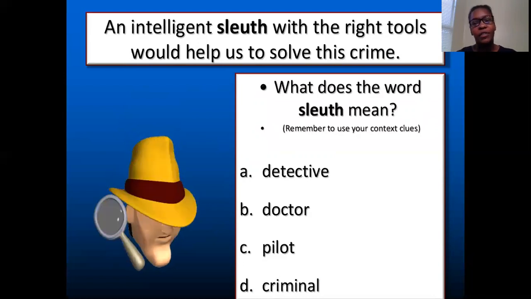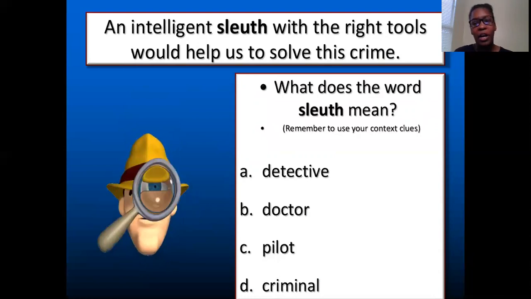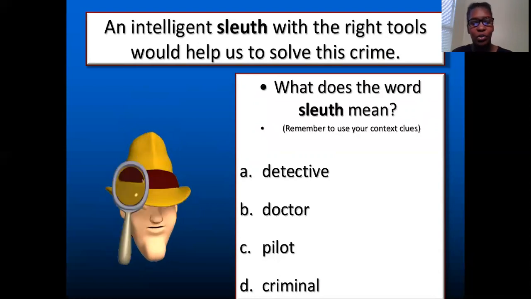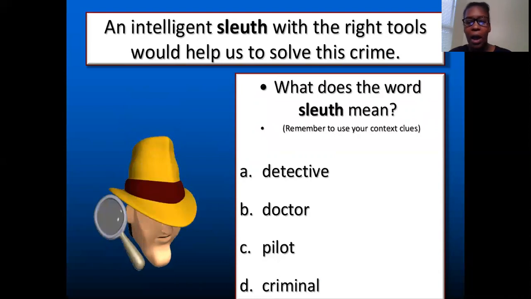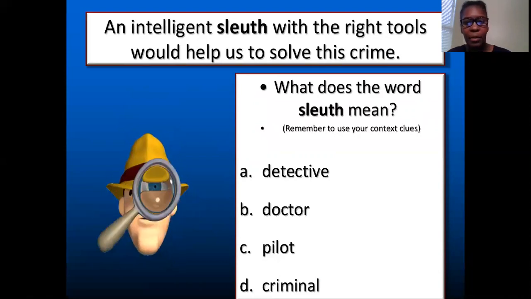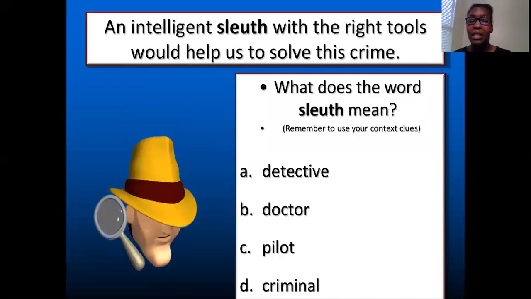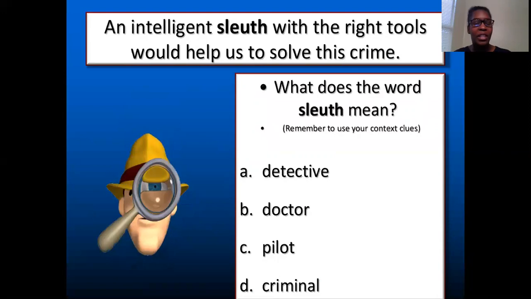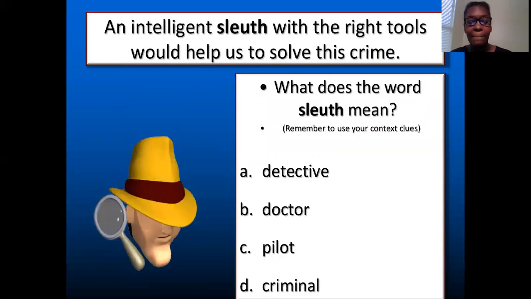Now we know detectives, they do work to solve crimes, to use clues to try to figure out the answer to problems. So I'm going to question A, but I'm going to check the rest. B, doctor. Well, a doctor is intelligent, but they don't have anything to do with solving crimes. So I'm going to have to eliminate B.